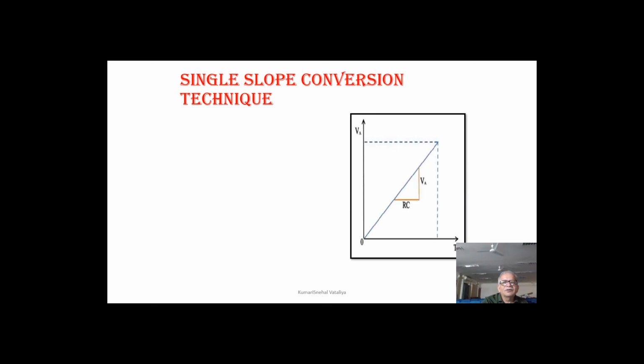In the single slope technique, this is the voltage axis, output voltage, and this is the time axis. So as you go on increasing the time, you have a linear equation with the RC time constant and this applied input voltage, and your voltage goes on increasing exponentially, but it would take infinite time to reach the analog voltage because that will depend upon the charge stored on the capacitor, and this is exponential.